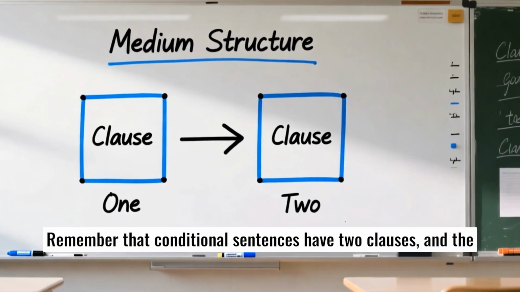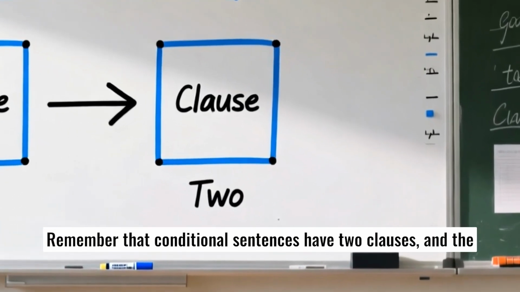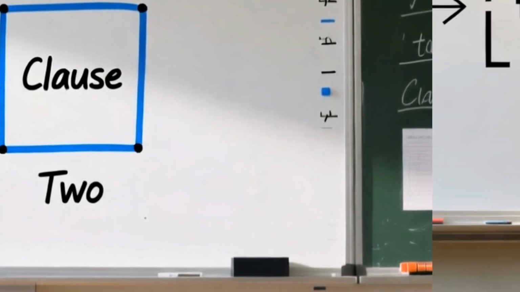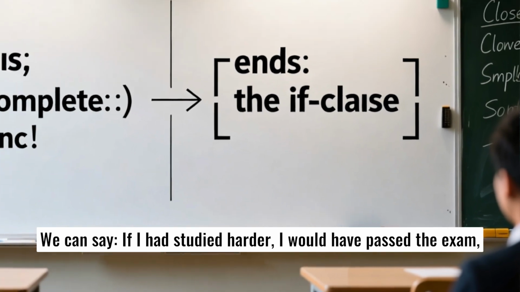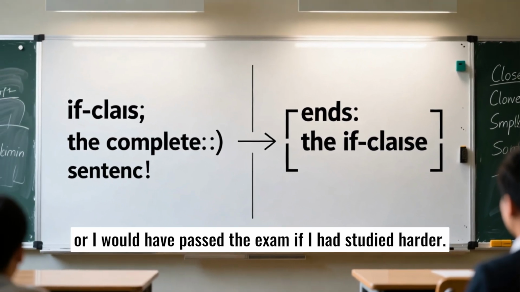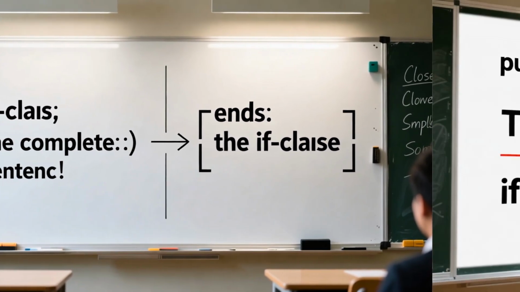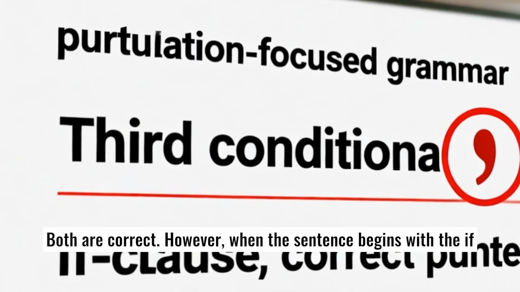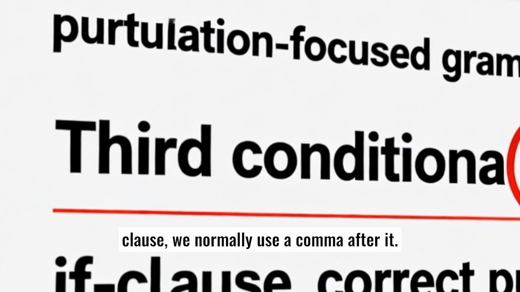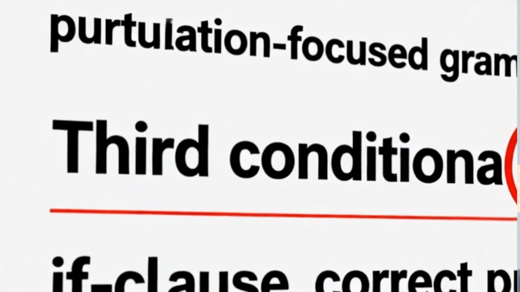Remember that conditional sentences have two clauses, and the order can change. We can say, if I had studied harder, I would have passed the exam, or I would have passed the exam if I had studied harder. Both are correct. However, when the sentence begins with the if clause, we normally use a comma after it.